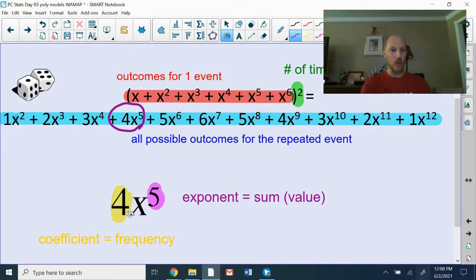Okay, so these are the things we got to keep track of. If we're going to use a polynomial model, we need to know what the different parts of it mean so that we can interpret it and it's actually got some meaning for us. So the coefficient is the frequency. Exponent is the value. Okay, those same descriptions apply when we're creating the polynomial model. The coefficient of 1 is not written on any of these, but there's one side with each of these different numbers. And then the exponent represents the value on that face of the die.